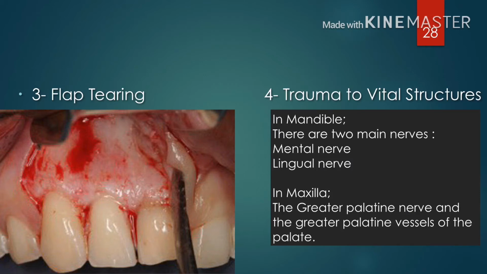We have to take into consideration the vital structures of the mandible, which are the mental nerve and the lingual nerve, and in the maxilla, the greater palatine nerve and vessels of the palate. In order to avoid this type of complication, we should have a good knowledge of head and neck anatomy.